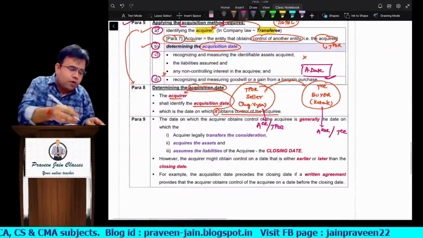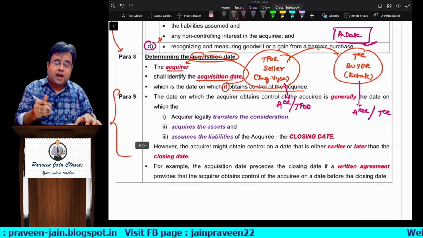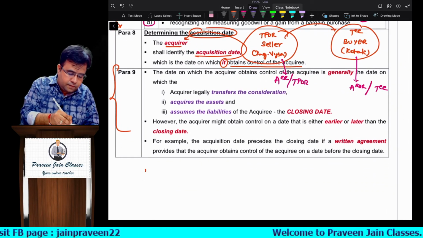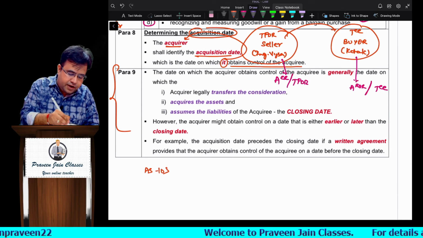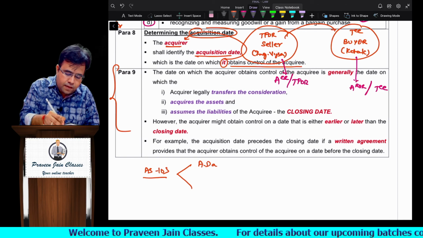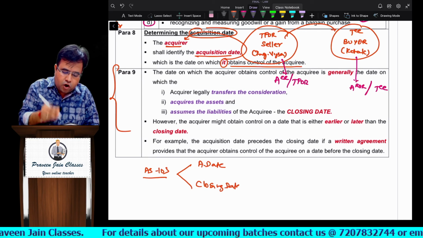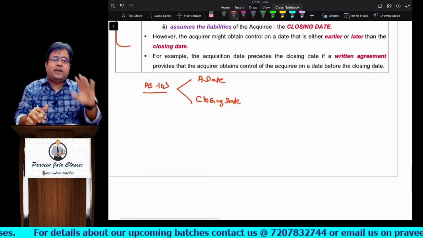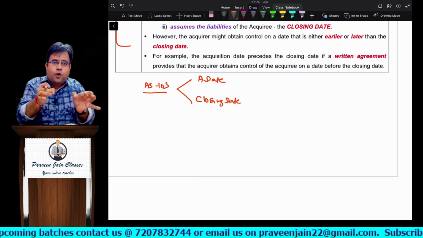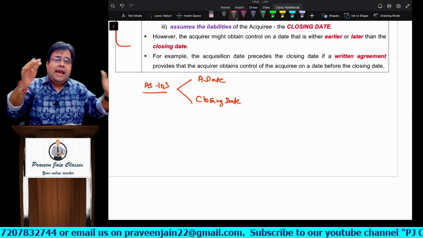And though para number 9 is not that important, sir, maybe sometimes this may confuse you, but still I would like to tell you, sir. In Ind AS 103 वाले standard में two dates are selected, sir. One is your acquisition date, and they also talk about closing date. What do you mean by closing date, sir? Closing मतलब क्या? Whatever works were required to be done as per the scheme of compromise or arrangement, the entire thing is done.